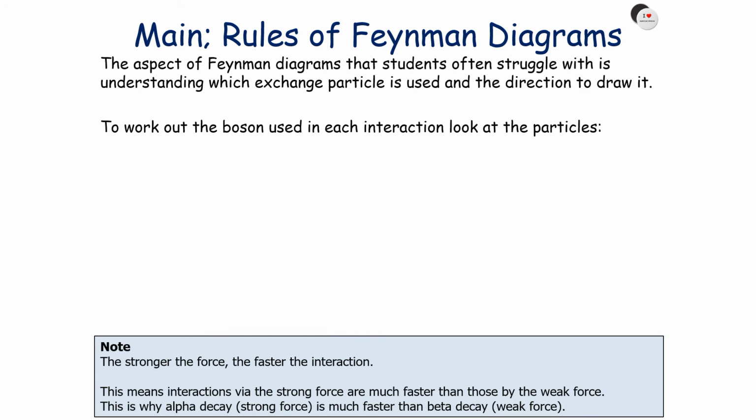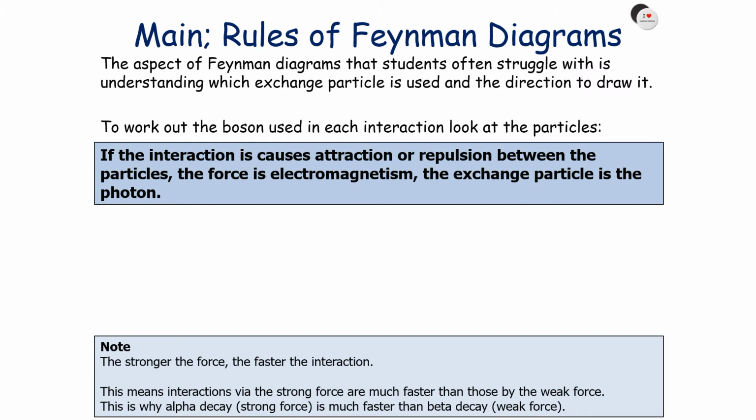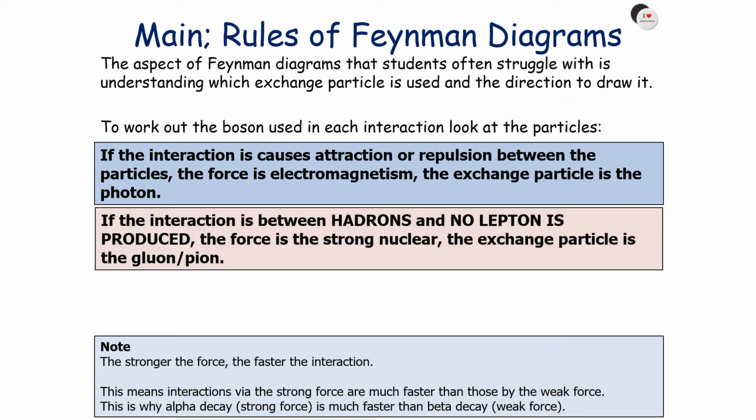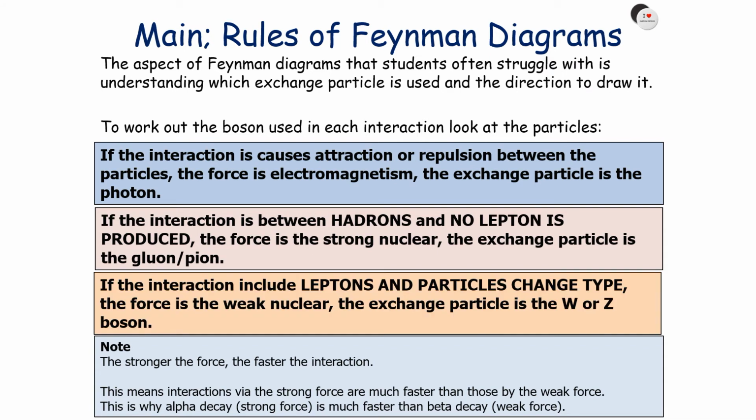Now one aspect students struggle with for Feynman diagrams is working out which exchange particle to use. To work out which exchange particle or boson to use in each interaction, look at the following rules. If the interaction causes attraction or repulsion between particles, the interaction is electromagnetism and the exchange particle is the photon. If the interaction is between hadrons and there are no leptons produced, the force is due to the strong interaction and the exchange particle is a gluon or a pion. And if the interaction includes leptons and the particle changes type, the interaction is the weak, so the exchange particle is the W plus or the W minus or the Z.